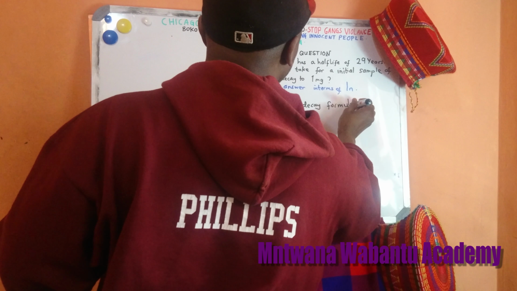Okay, so now we can apply ln throughout. So I say ln of a half equals ln of e^(29K). Mathematically, ln works like a logarithm.